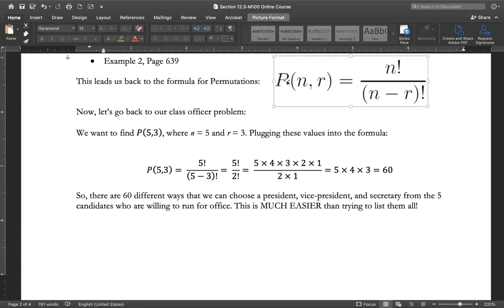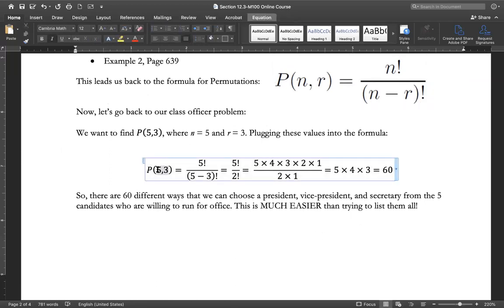The formula up here, permutation of n choose r, is n factorial over n minus r factorial. So the n is 5, and the r is 3. So I'm going to plug those values in. So n factorial would be 5 factorial on top. On the bottom, we have 5 minus 3 factorial. So that's 5 factorial over 2 factorial.